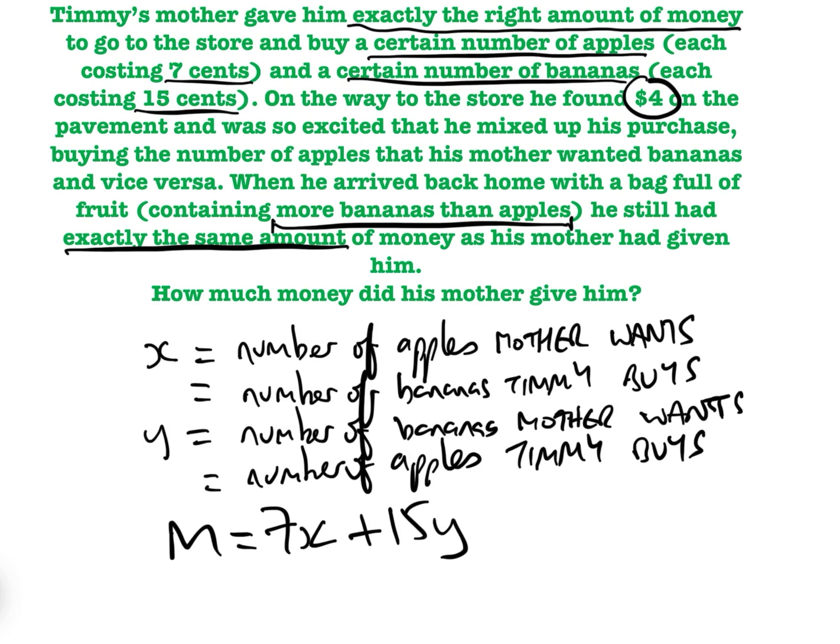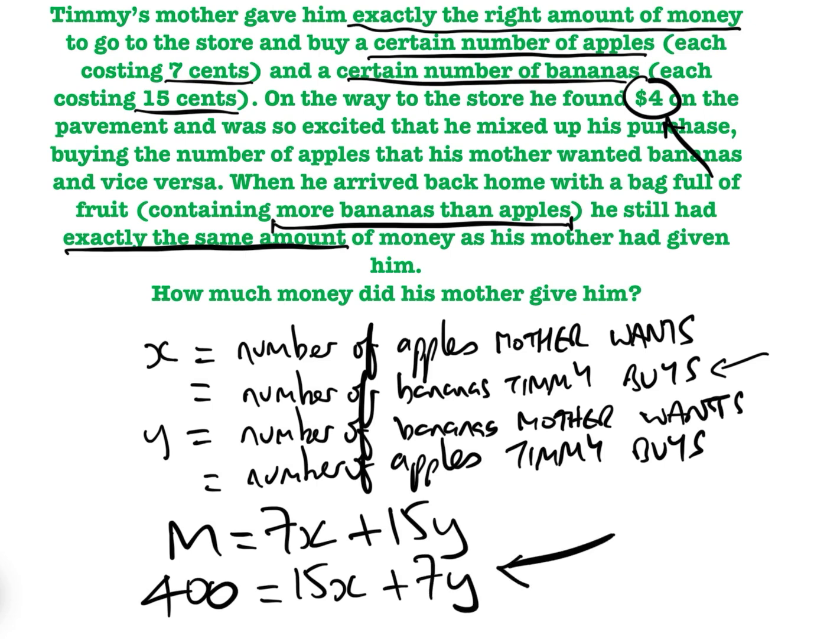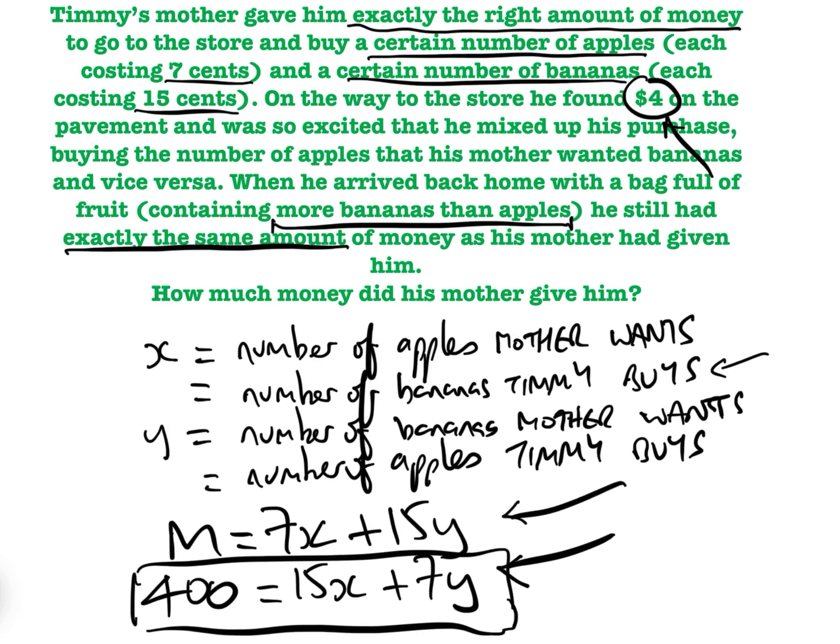Okay, now when he came home, he still had exactly the same amount of money as his mother had given him. So all of the money that he spent was the money that he found on the pavement, which was $4. So the amount that he spent, i.e. 400 cents, is equal to what he actually spent. Well, what he did was he bought x bananas, and each banana is 15 cents, and he bought y apples. So that's what he actually spent. So we need to solve this Diophantine equation, and then once we've solved it, we can stick the values in there and get how much money she gave him.